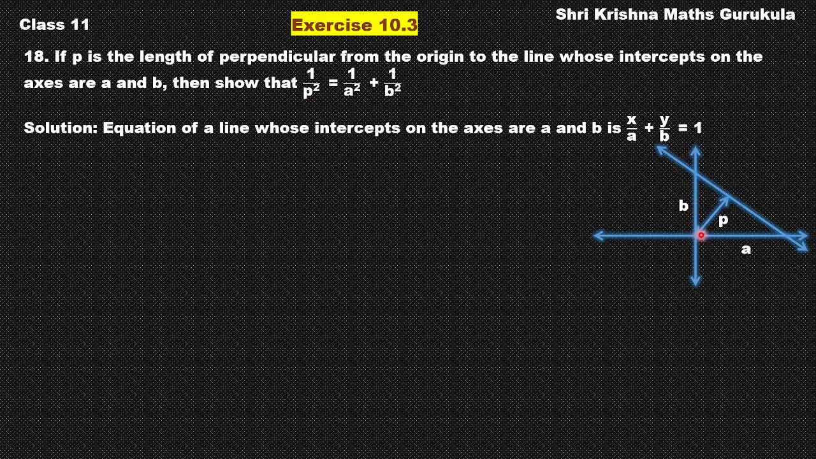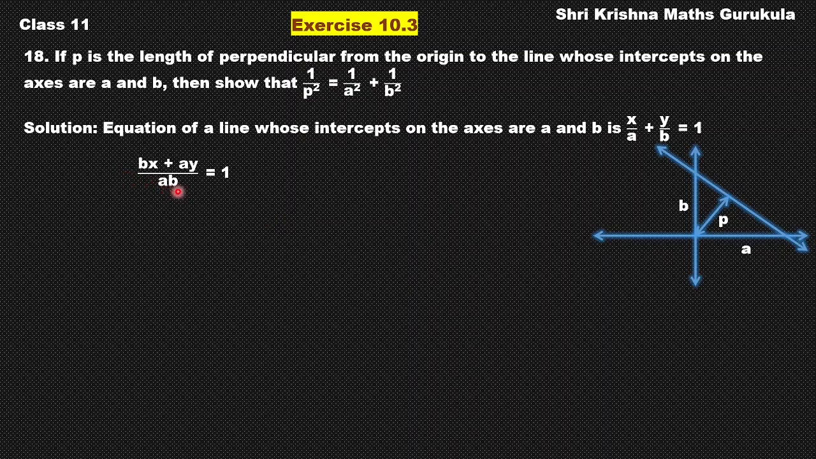But to apply the data from this equation to the formula for the perpendicular distance, we need the equation in the general form. We need to compare the x and y coefficients. You can do this with this form also: the coefficient of x is 1 by a, the coefficient of y is 1 by b, and c is minus 1. Like that also you can compare and apply it to the formula. But instead, first we will reduce it to the general form. That would be easier. So we'll take the LCM.